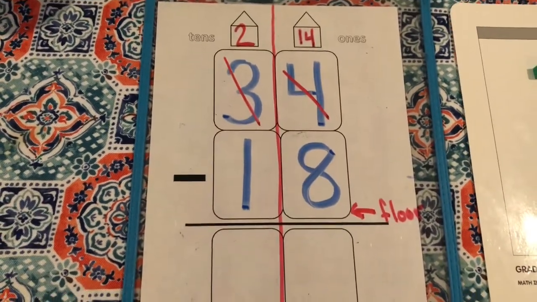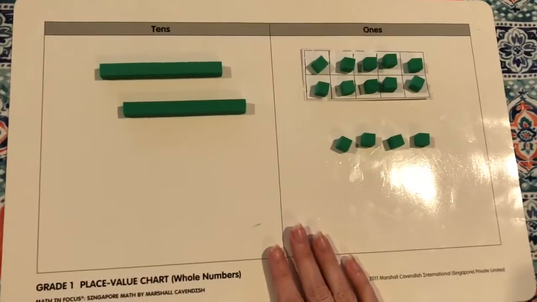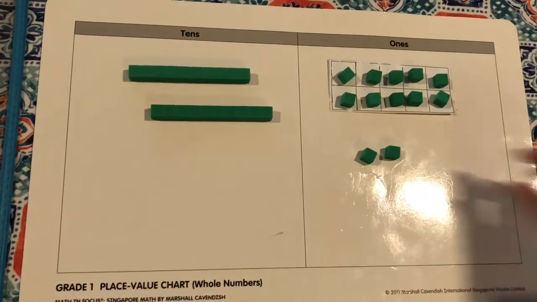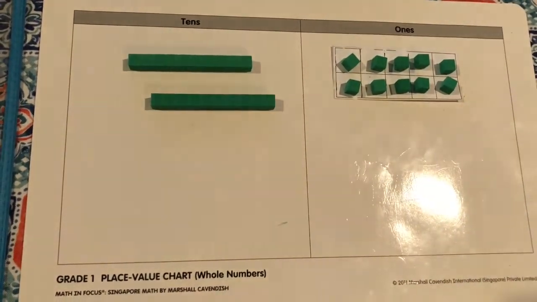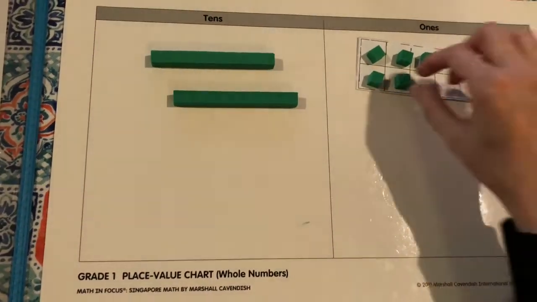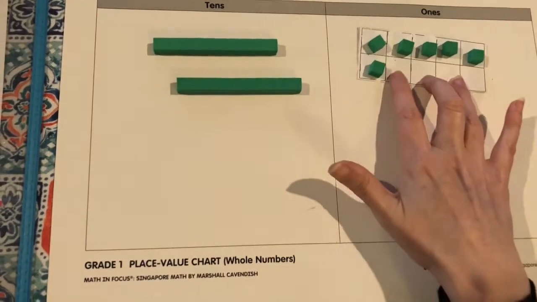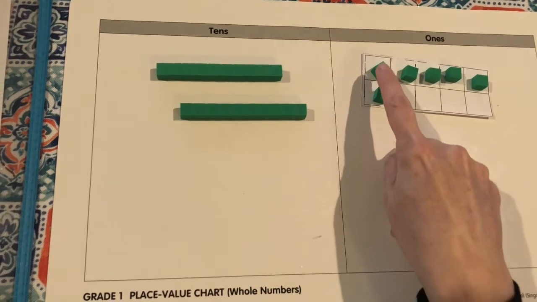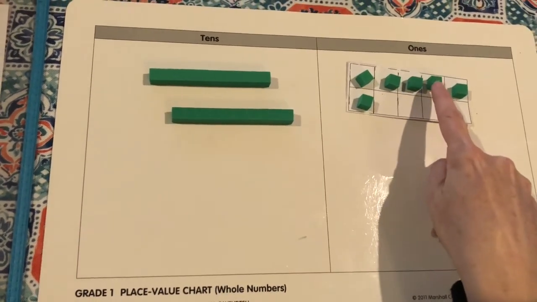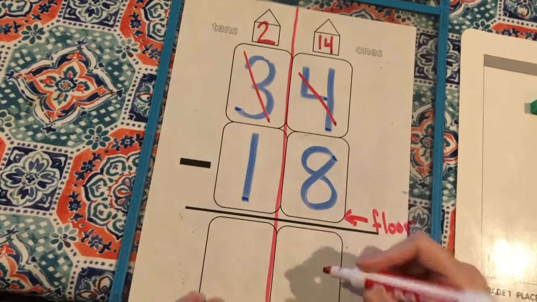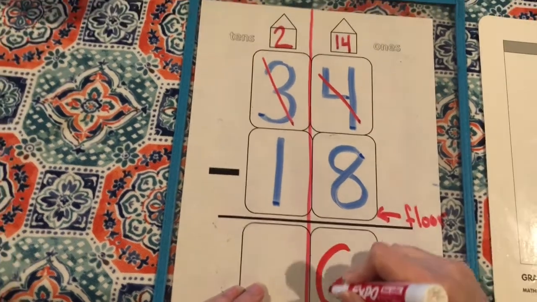Let's pop over to our model. And now let's take 8 away. Count with me. 1, 2, 3, 4, 5, 6, 7, 8. How many ones are we left with, boys and girls? Let's count. 1, 2, 3, 4, 5, 6. We have 6 ones. So 14 minus 8 equals 6.